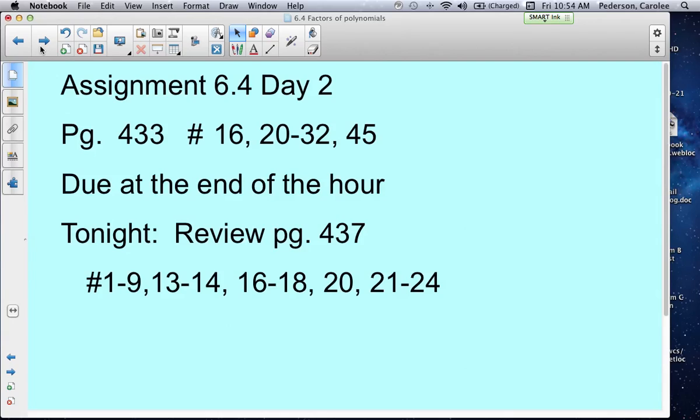So you'll see some problems similar to that in your homework in the application. This will be the assignment that you'll do in class. 6.4 day 2 on page 443. Just continuing with some more factoring problems and then a few application problems. We'll have that one due at the end of the hour.